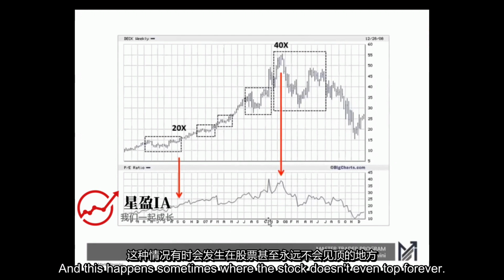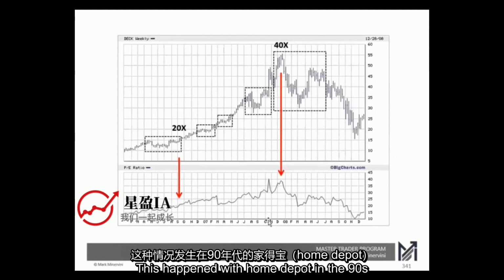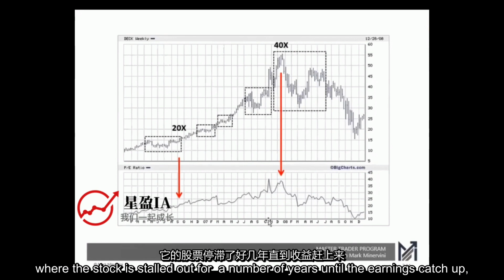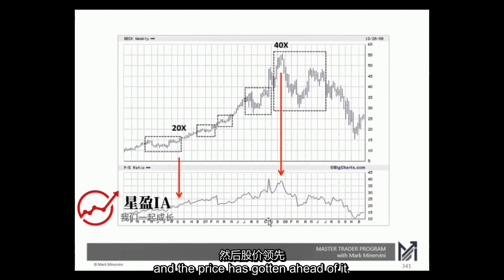And this happens sometimes where the stock doesn't even top forever. It's not like it's a major top, but it could even stall the stock out. This happened with Home Depot in the 90s, where the stock just stalled out for a number of years until the earnings caught up because the price had gotten ahead of it. It's gotten too popular and the price has gotten ahead of it.